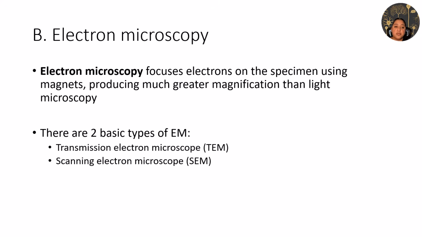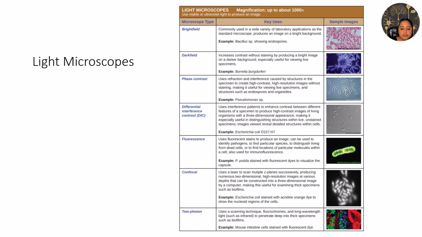So another overall big category, so those again were light microscopes, light microscopy. Another huge category. Notice also light microscopes can magnify up to about 1,000 times. And they are light microscopes because they use visible or UV light to produce an image.